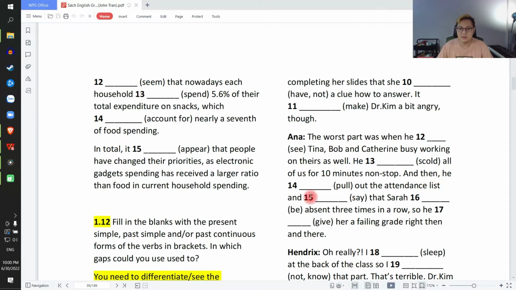Và sau đó là thầy mới rút ra cái danh sách, cái tờ điểm danh đó, và nói rằng Sarah đã nghỉ 3 lần liên tiếp rồi, đã vắng 3 lần liên tiếp rồi, cho nên thầy mới cho cổ một cái điểm mà fail, điểm rớt ngay tức khắc, ngay tại đó, ngay tại chỗ và tức khắc luôn, right then and there.